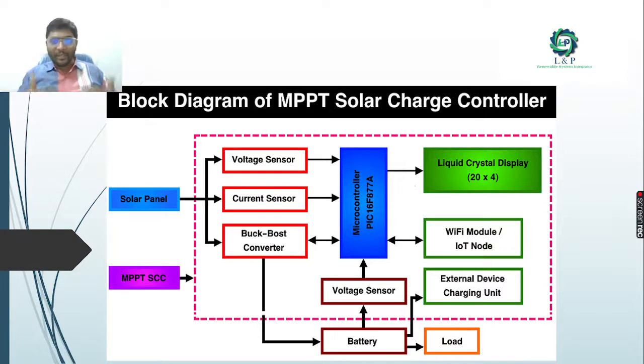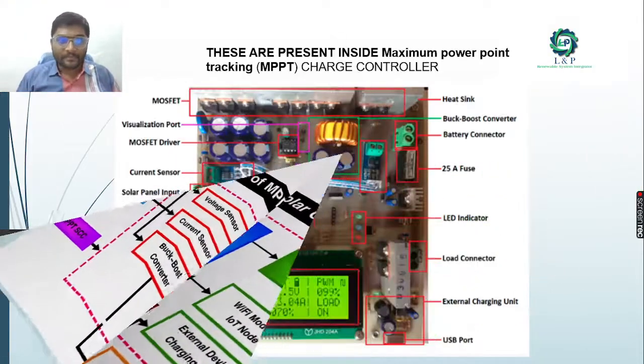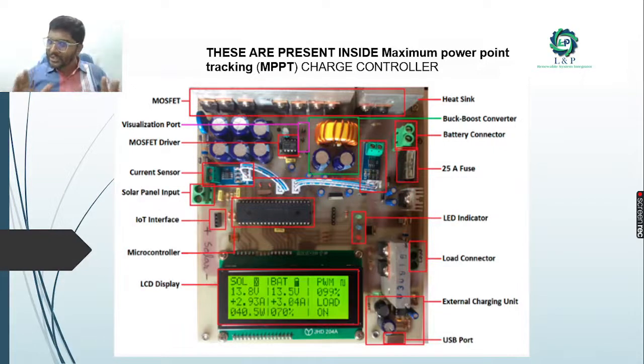So when you compare cost-wise, the MPPT is a little costlier than the PWM because it has so many new enhanced devices inside it. This is how it looks inside an MPPT. We used to have so many electronic devices like a MOSFET, a heat sink, a buck boost converter, and a current sensor. This is how it looks.